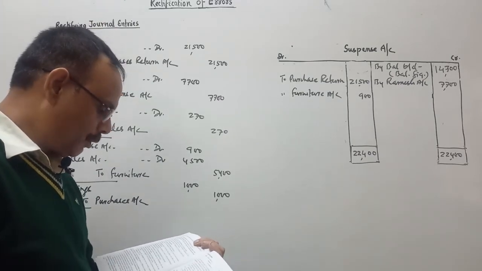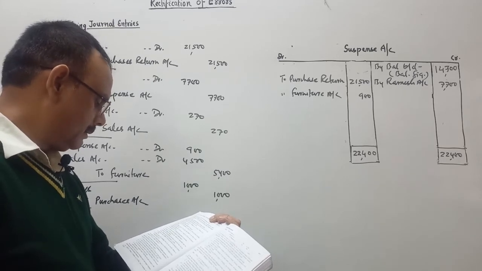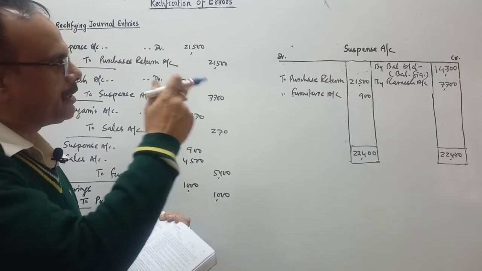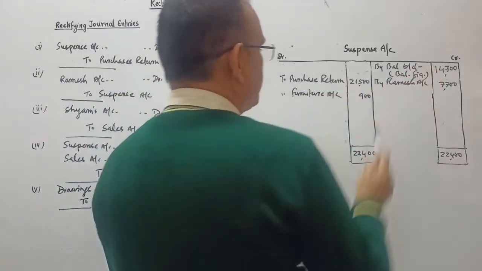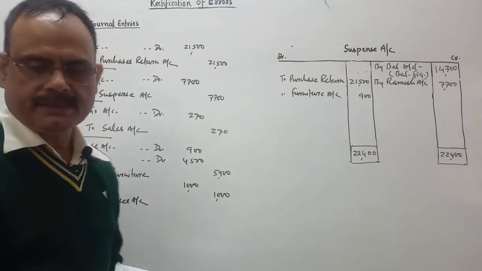Debit side total is more, credit side total is less. So we have detected that trial balance did not tally because of 14,700. This is the opening balance of the suspense account, 14,700.